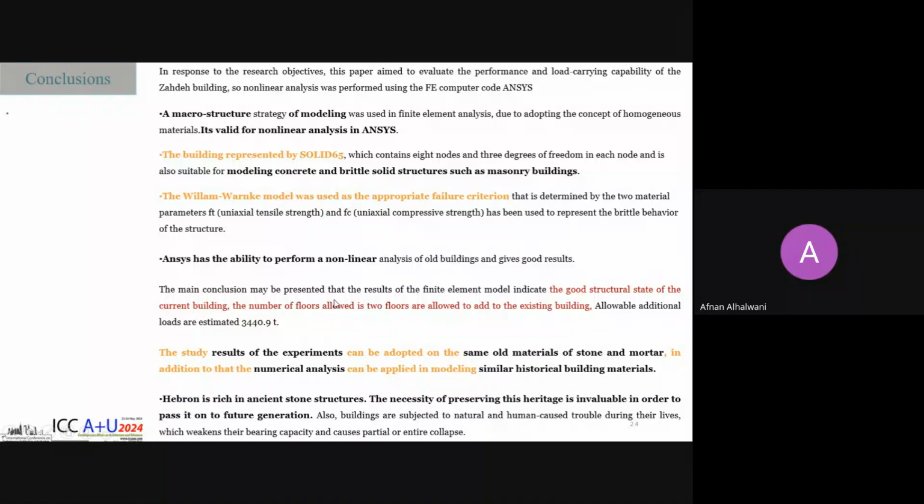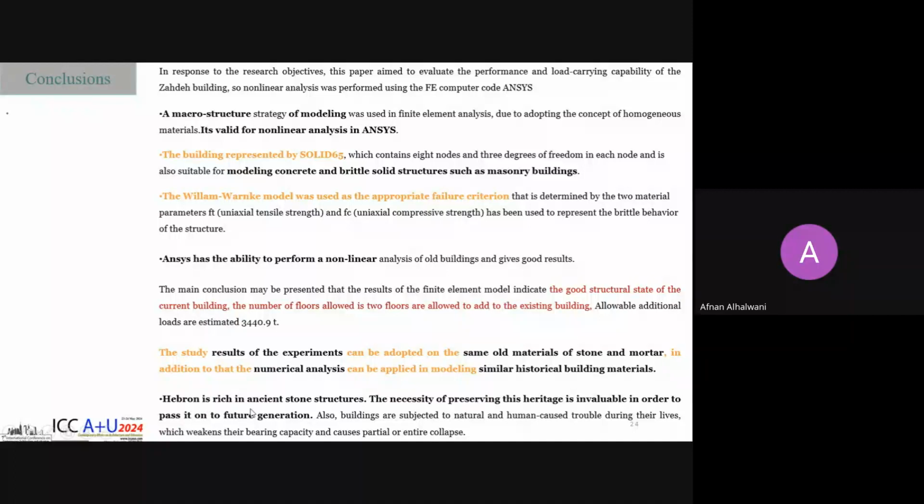The main conclusion is that the results of the finite element model indicate the good structural state of the current building, and the number of floors allowed is 2 floors. Allowable additional loads are estimated at 3,440.9 ton. The study results of the experiments can be adopted for the same old materials of stone and mortar. In addition, the numerical analysis can be applied in modeling similar historical building materials.